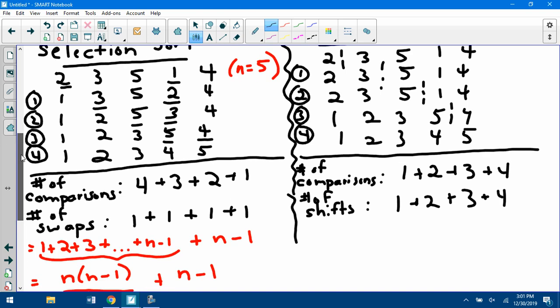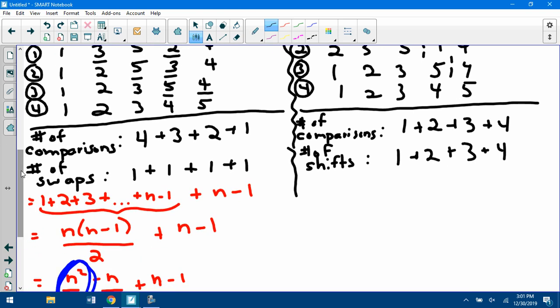Right, but look at what just happened. Essentially, I have the same thing happening twice. So we would have one plus two plus three. When n was five, we stopped at four. So if n was n, I'd stop at n minus one. And then I'd add that all over again, or I could just multiply it by two since it happens twice.